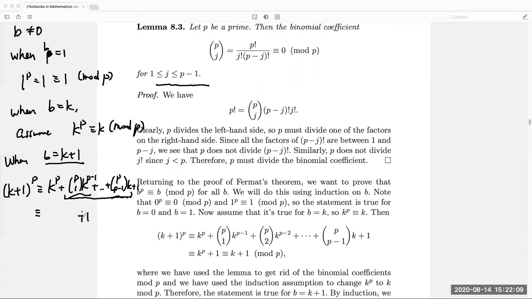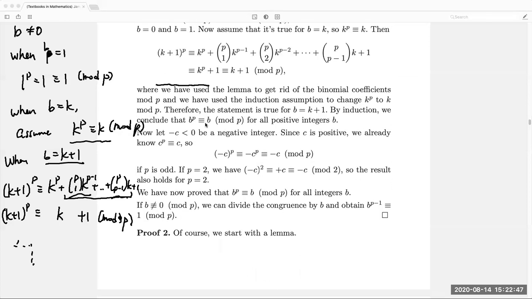So when K to the power P is mod P, by the assumption we have made, it shows that it is K. So that gives you that (K plus 1) to the power P, when mod P, will give you K plus 1. Therefore, the statement is also true when n equals K plus 1. Then by mathematical induction, the statement is always true for all integer K.